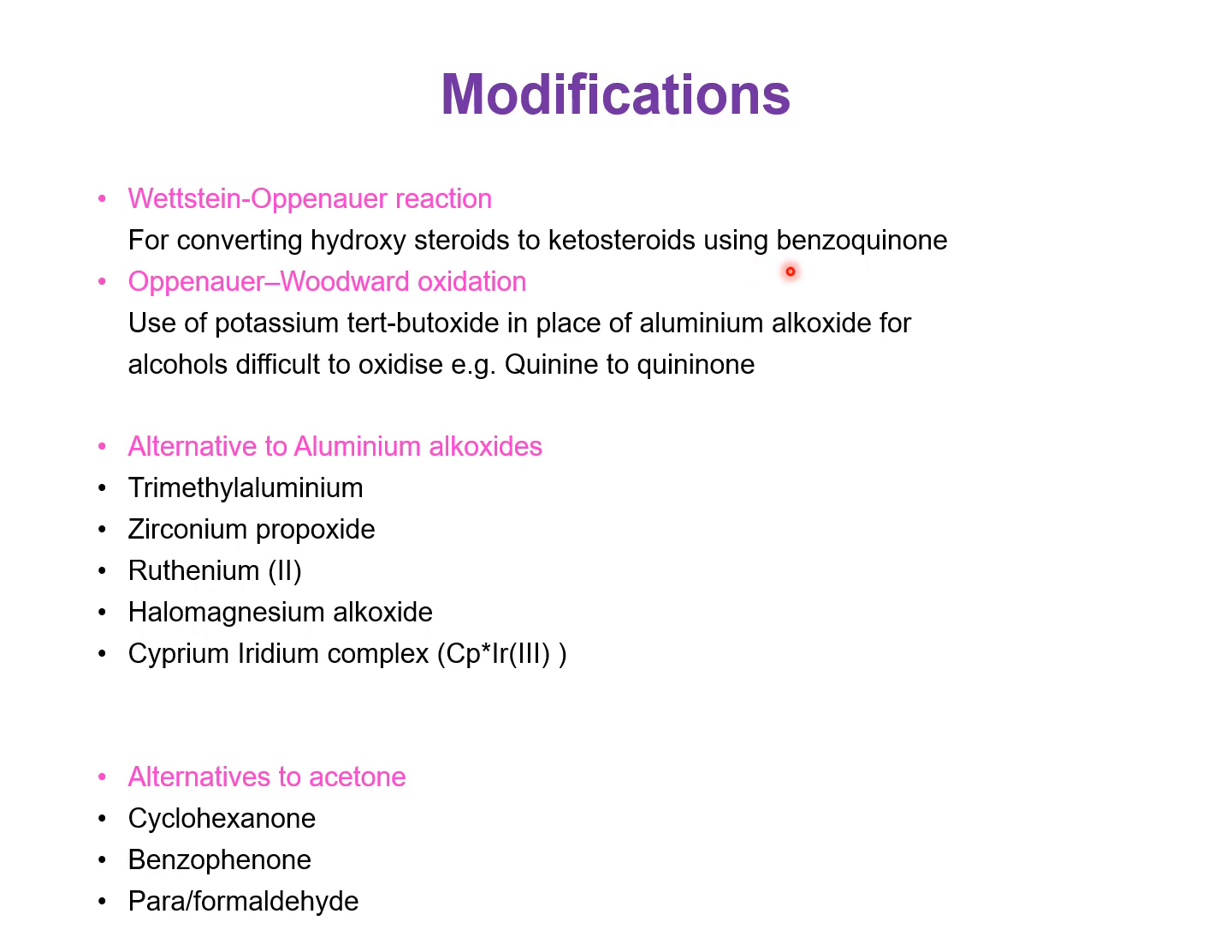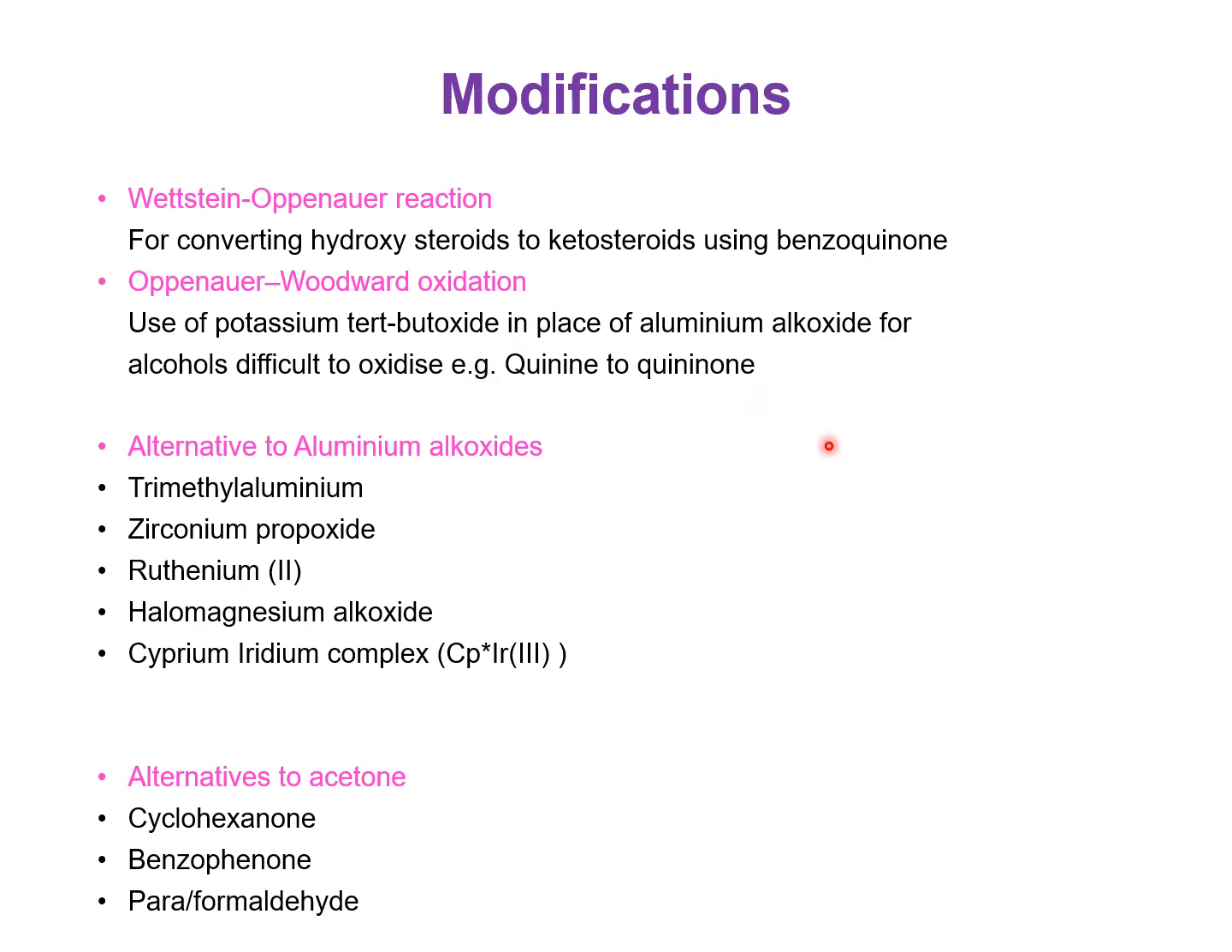The proton acceptor they used was benzoquinone. In Oppenauer-Woodward oxidation, this was made applicable to hydroxy compounds which are attached to the aromatic rings. They used potassium tertiary butoxide in place of aluminum alkoxide. So this was made applicable to the alcohols which are difficult to oxidize by the conventional method of Oppenauer oxidation. Conversion of quinine to quinone was successfully carried out.